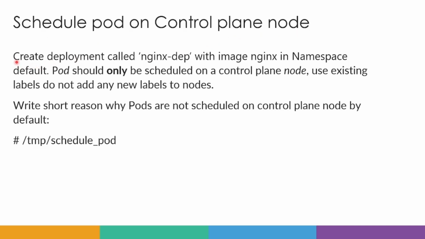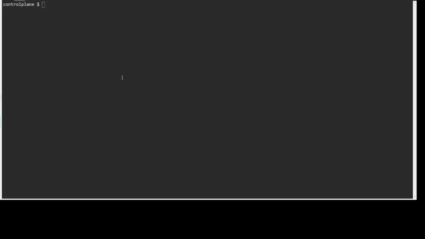Today we are going to look at how we can schedule a pod on a control plane node. So here is the question. Create a deployment called nginx-deployment with image nginx in namespace default. The pod should only be scheduled on the control plane node, and we need to use the existing labels that we have on the nodes. And then we need to write a short reason why pods are not scheduled on the control plane node by default. Let's check the environment that we have.